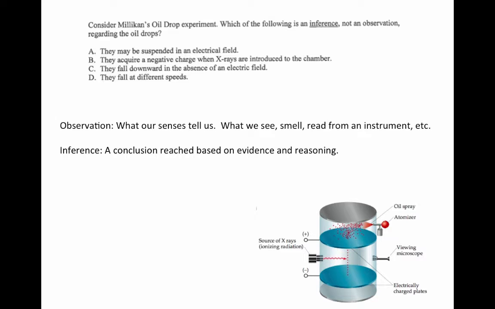They acquire a negative charge. That is the inference. He is inferring they acquire a negative charge because he observes that when he turns on an electric field, he's able to suspend the particles. So we want to really know the experiments well enough so we can distinguish, again, between inferences and observations. Not just for the oil drop experiment, but also for the work by J.J. Thomson and Rutherford.